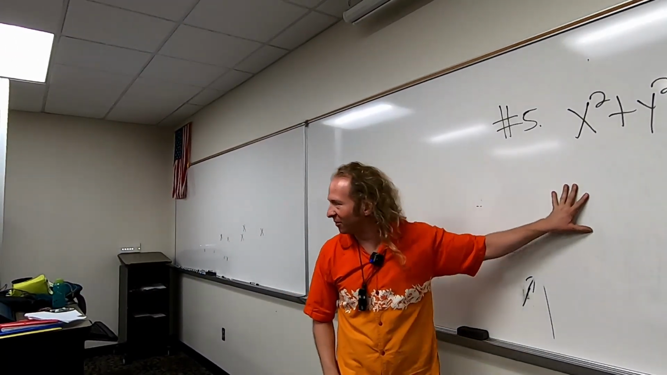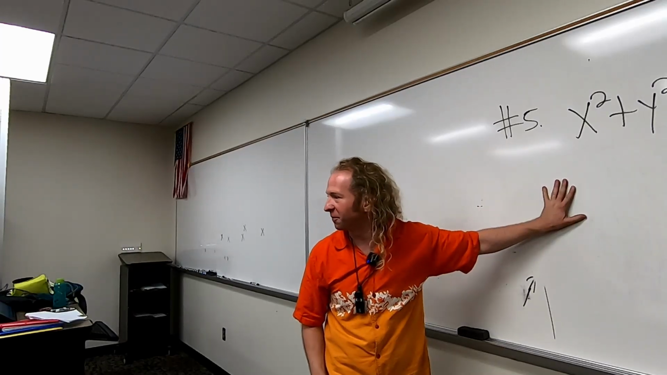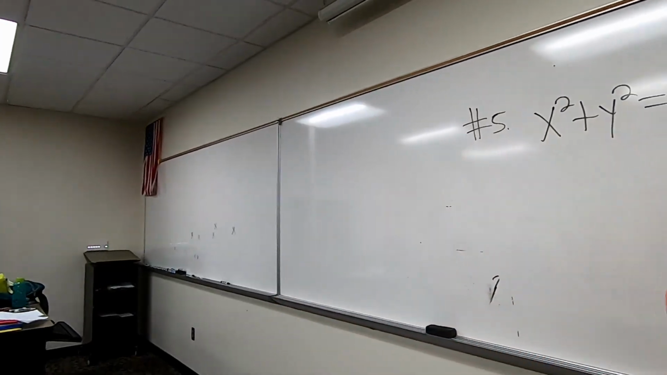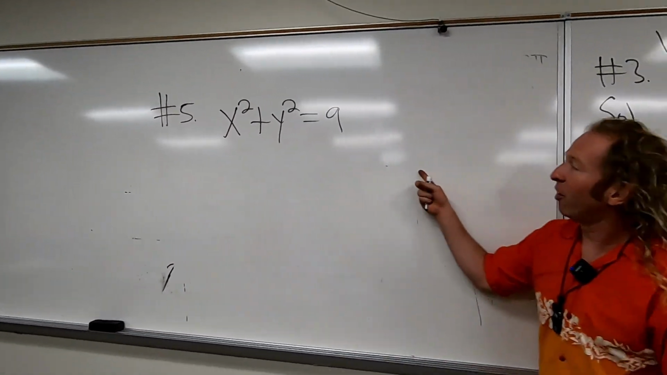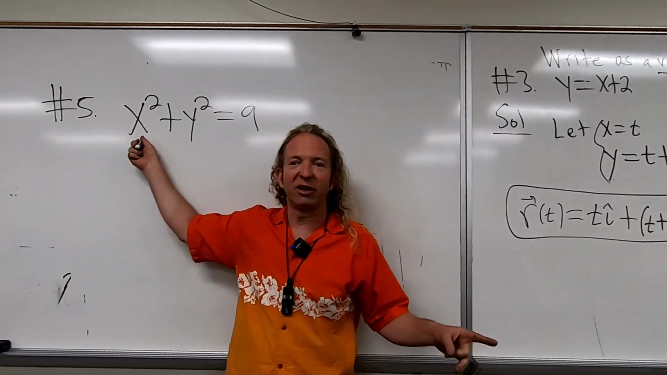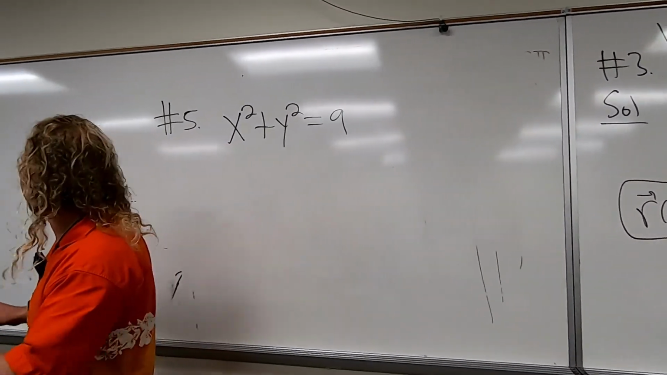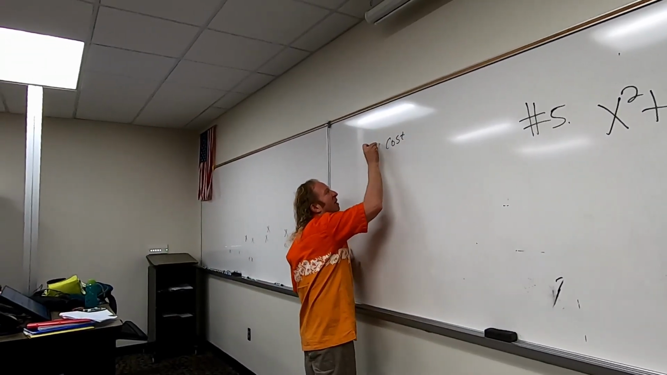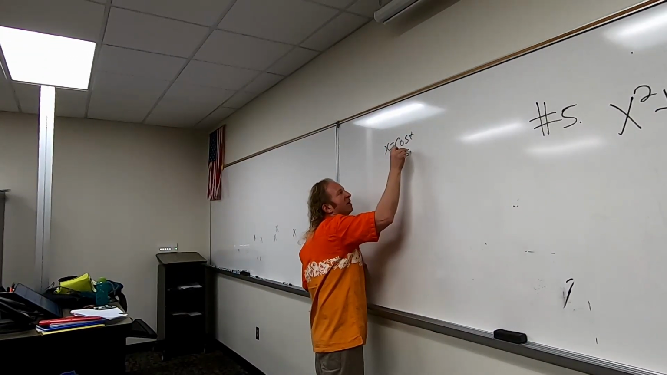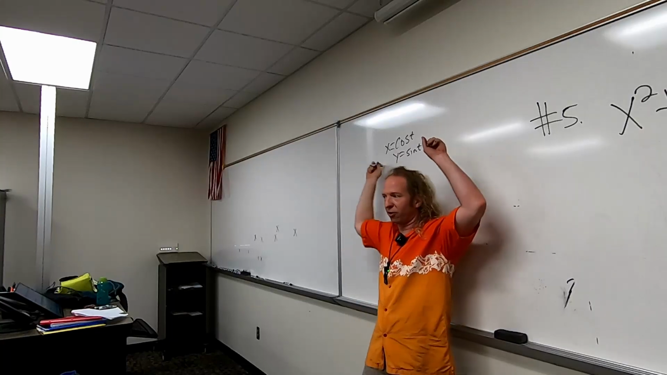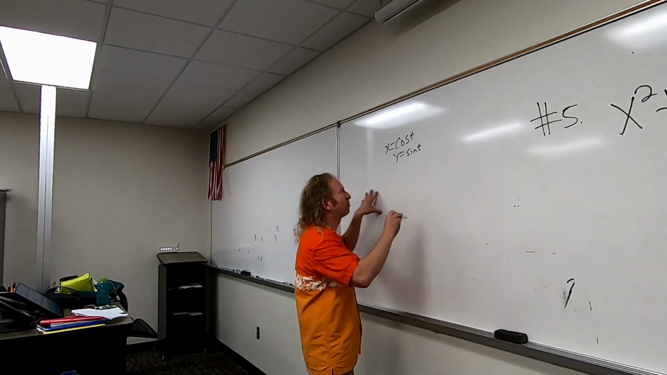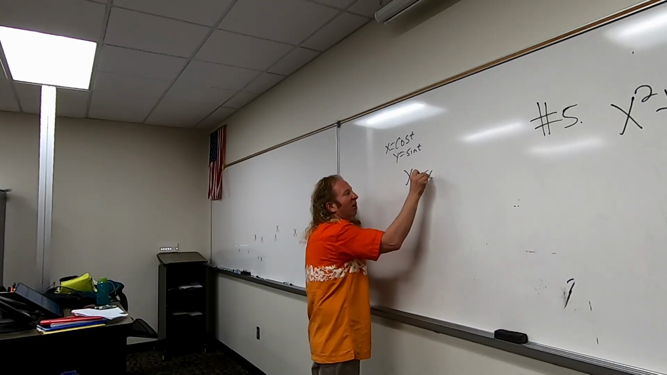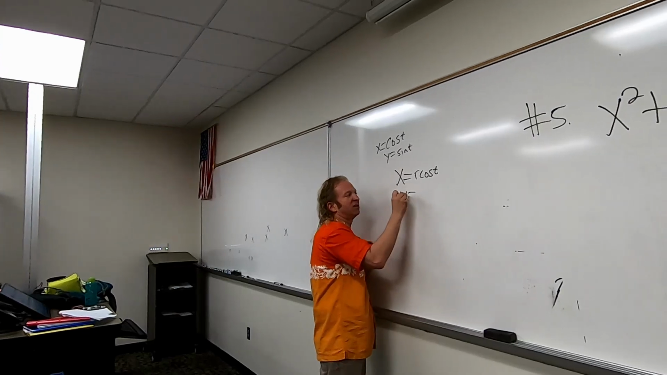Same question. Write as a vector valued function. So here's where you have to know some stuff. First of all, this is a circle of radius 3. We talked about the fact that cosine t and sine t parameterize the unit circle. So whenever you're trying to parameterize a circle of radius r, you can use these.